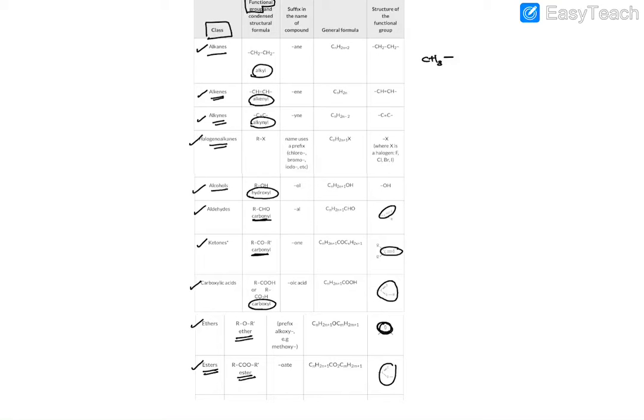Now, you are going to work out some naming of compounds and some questions related to these homologous series, and then we'll be moving on to homologous series that contain nitrogen.